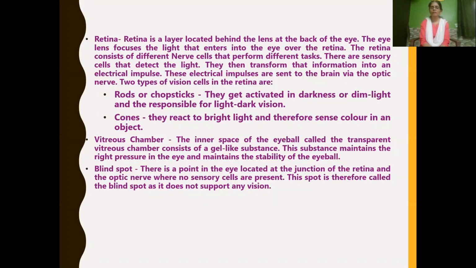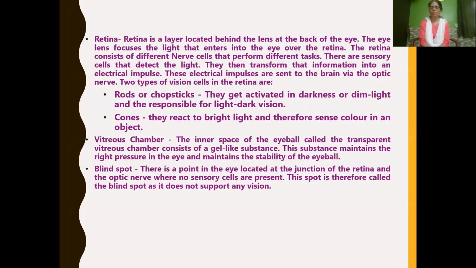Then we have seen the vitreous chamber, that is the inner space of the eyeball, which is a transparent chamber that consists of a gel-like substance. Because of this substance, the correct pressure is maintained in the eye, and thus it maintains the stability of the eyeball. Then we have learned blind spot.